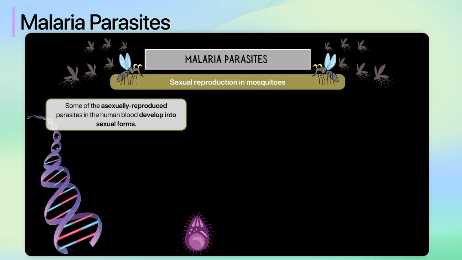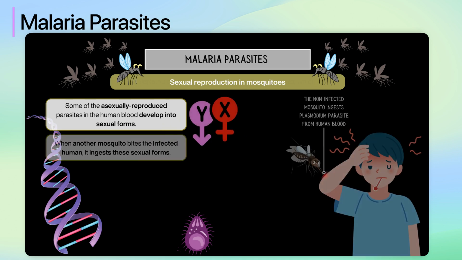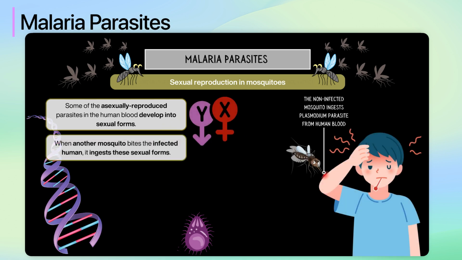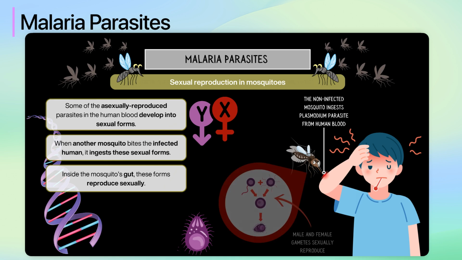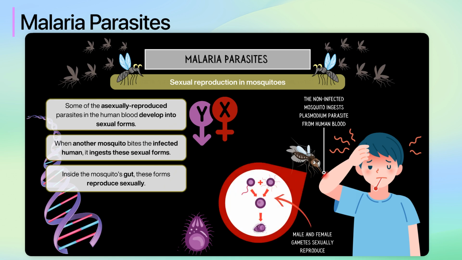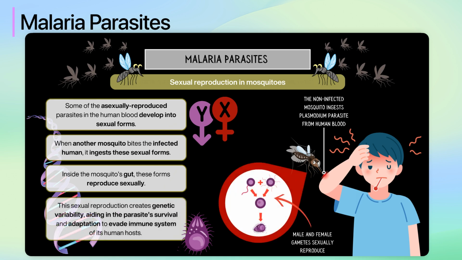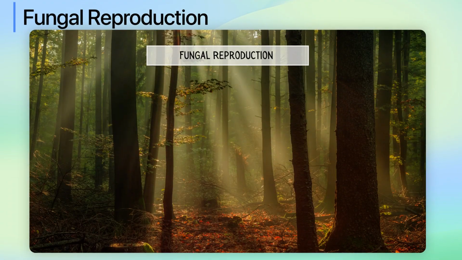Some of the asexually reproduced parasites in the human blood develop into sexual forms. When another mosquito bites the infected human, it ingests these sexual forms. Inside the mosquito's gut, these forms reproduce sexually. This sexual reproduction creates genetic variability, aiding in the parasite's survival and adaptation to evade the immune system of its human hosts. Now we understand how malaria parasites reproduce both sexually and asexually.